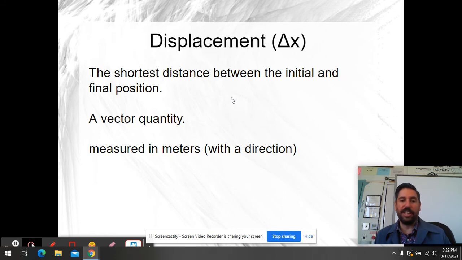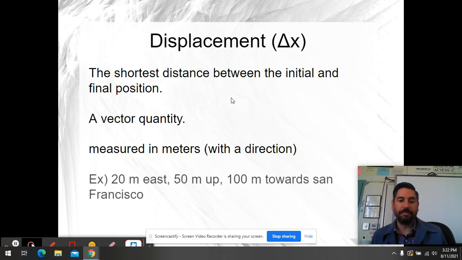It's also measured in meters, but there's going to be a direction usually attached to it. The direction could be east or west or up or down, like I mentioned. It could be a positive or a negative, like on a number line. Right is usually positive, left is negative, and up is positive and down is negative on a number line. So we have these descriptors that give us more information. We would measure them the exact same way as we would a distance. It just has that added directional component to it.